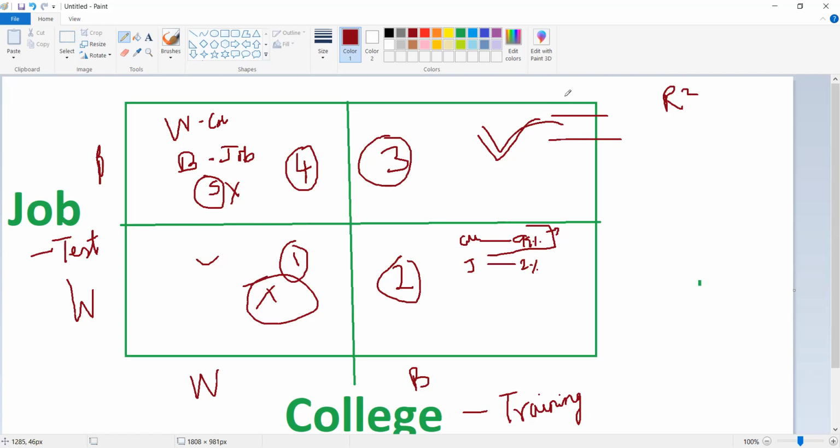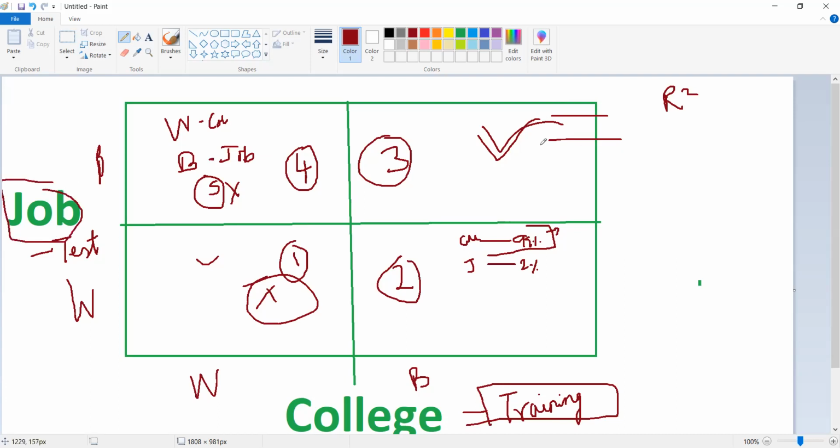Now, you tell me, in the current model that we have developed, we did RMSE and R square on the test data, isn't it? We are testing the model. That's like a job interview, testing the model. So we calculated RMSE and R square on the test data. We need to calculate the same thing on the training data also. So training data is going to be your college kind of situation, and test data is going to be a job kind of situation. You're testing the model.